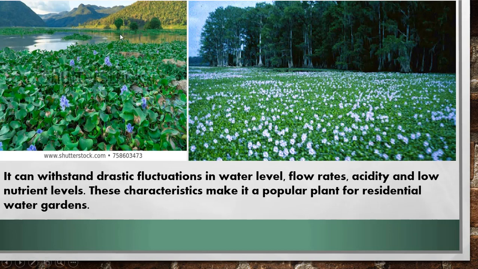As you can see, water hyacinth can cover large areas of water. It can withstand drastic fluctuations in water level, flow rates, acidity, and low nutrient levels. These characteristics make it a popular plant for residential water gardens, which is one of the reasons that it is spread throughout the United States. People carry it from pond to pond and then release it, or its seeds will get released into the water, and then it can take over because it can live in a variety of habitats.